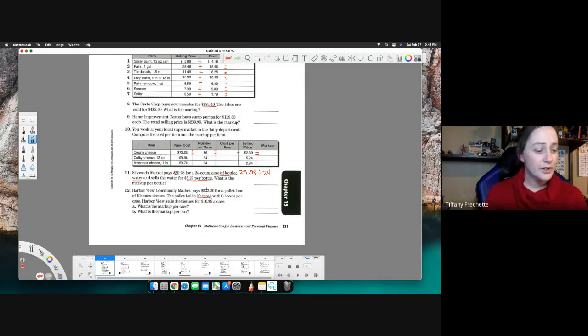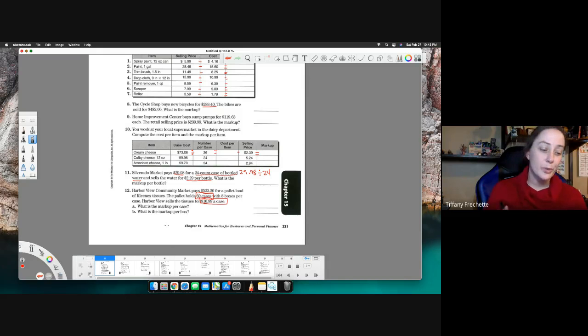So first, because we want to know the markup per case, we take the 523.20 and divide by 60. That tells us what the cost is per case for the company. And then we're going to take this 10.99. They already told us it's 10.99 per case. That's how much they sell it for. So we're just going to subtract those two amounts once we've divided and we know how much it costs them per case. What is the markup per box?